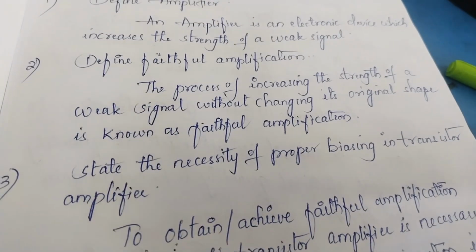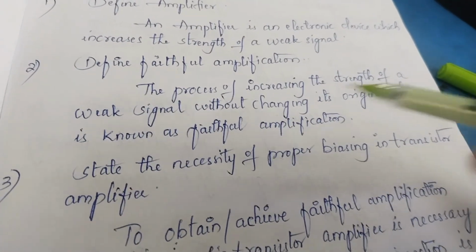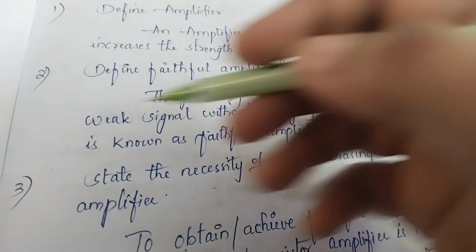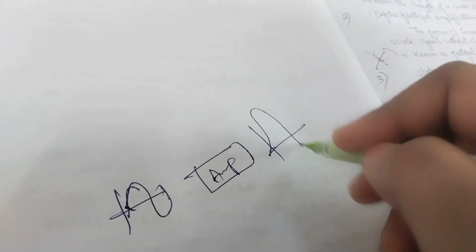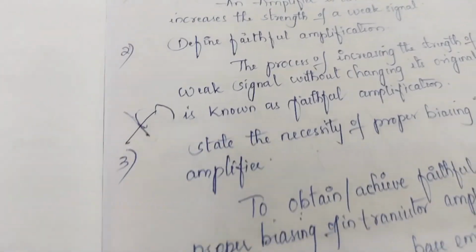See here, the process of increasing the strength of a weak signal without changing its original shape. That means if I apply a sinusoidal waveform to an amplifier, then it should give the same shape with increase in amplitude. Okay, that's nothing but faithful amplification. The process of increasing the strength of a weak signal without changing its original shape is known as faithful amplification.